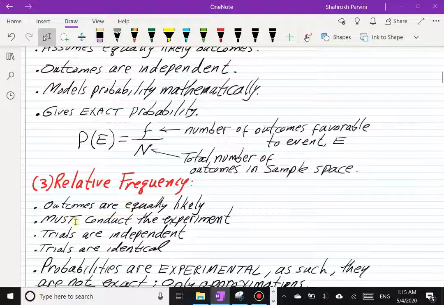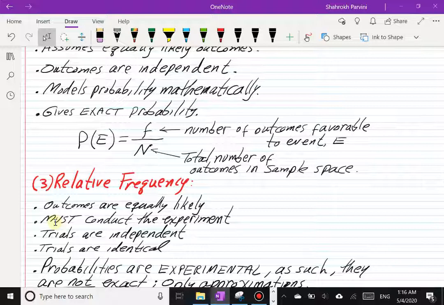And for this one, in contrast to the classical definition, you actually have to conduct the experiment. Okay, we must conduct the experiment. Even if I could model it mathematically, I have to conduct the experiment. So for example, let's say we know the probability of a head or a tail when you toss a fair coin is 50-50. Well, there you go. That was just the classical definition, right?